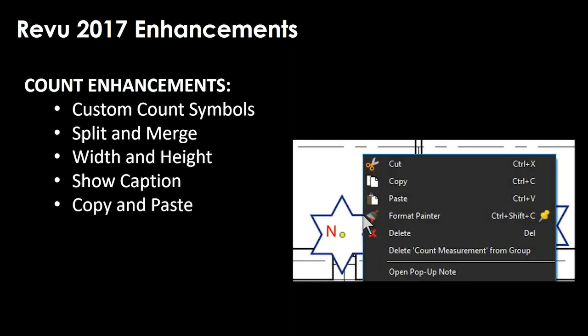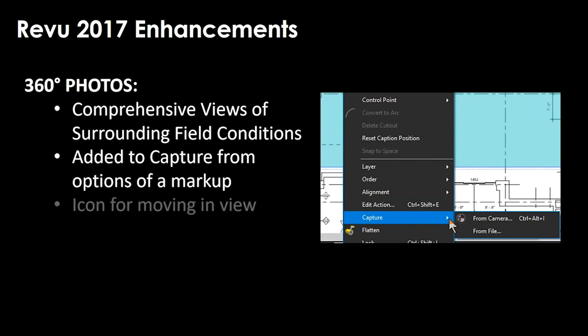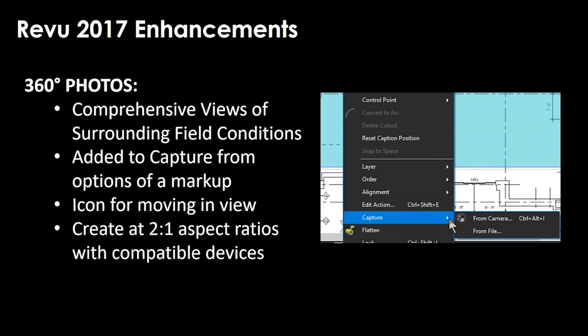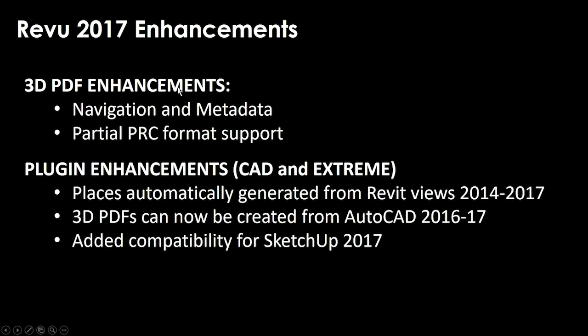You can easily copy and paste from one file to another or one view to another. 360-degree photos were added. There were additional capture-from options of a markup. There's an icon for moving in a view, and you had the ability to adjust the aspect ratio. There were 3D PDF enhancements to the product, and there were some plugin enhancements as well for the CAD and the Extreme that would allow for these markups in different programs such as Revit, AutoCAD, and SketchUp.